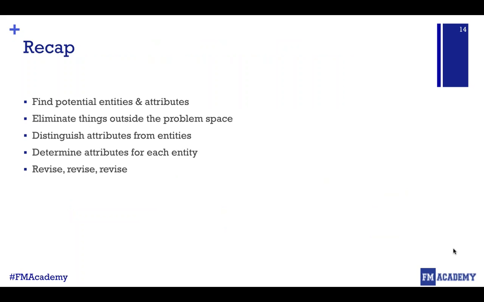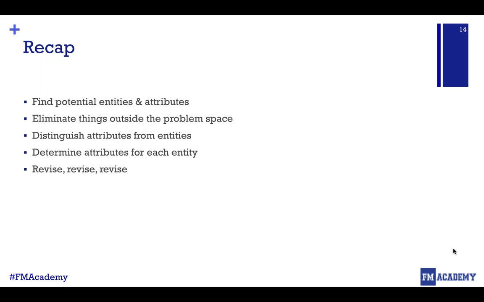All right, so to recap what we just went over, when it comes to data modeling, the first things you need are your entities and your attributes. And so you're going to take your problem example and find your potential entities and attributes. You're going to eliminate things that you don't care to track that are outside the problem space. Then you need to distinguish which ones are attributes and which ones are entities, and then you need to get your complete list of attributes for each entity.